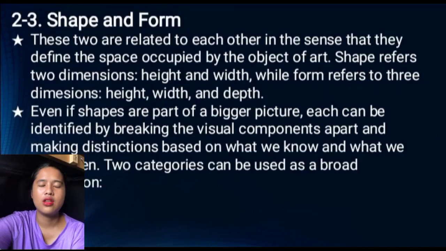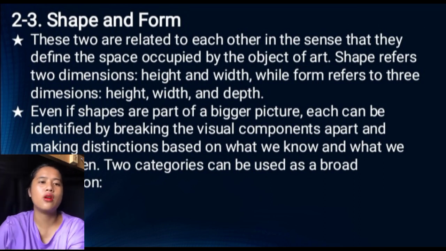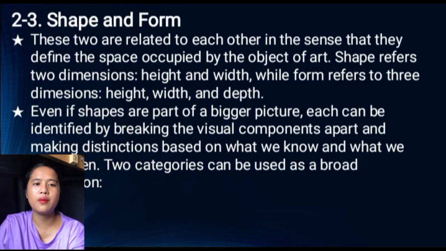So next, shape and form. These are related to each other in the sense that they define the space occupied by the object of art. Shape refers to two dimensions, height and width, while form refers to three dimensions: height, width, and depth. Even if shapes are part of a bigger picture, each can be identified by breaking the visual components apart and making distinctions based on what we know and what we have seen. Two categories can be used as a broad distinction.